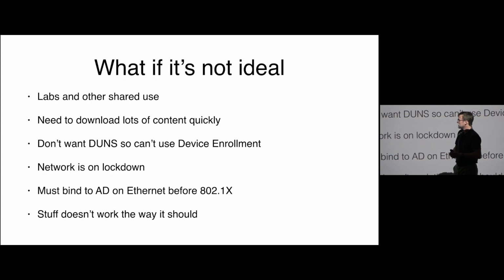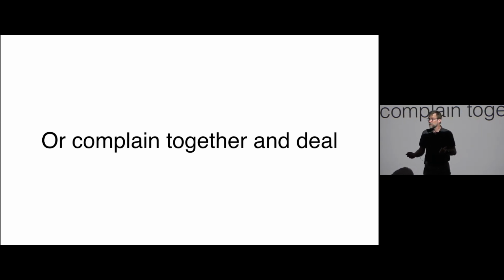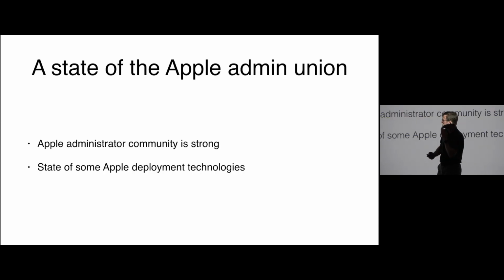What if stuff just doesn't work the way it should? That's our reality. But we figure it out together and we share our results. This is the state of Apple admin: we figure it out and share, or we complain and deal. And there's a lot of both. We figure it out, share, complain, and deal, and hopefully eventually figure it out, or Apple fixes it, and then it works.